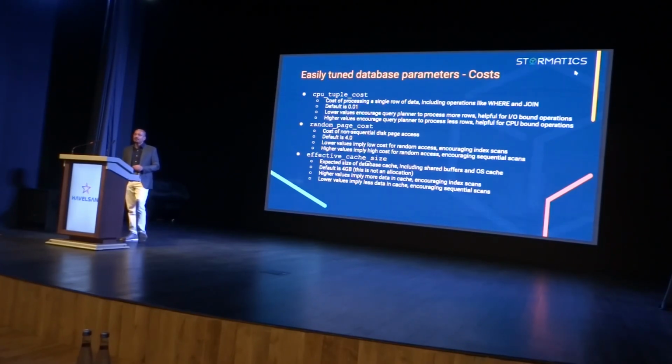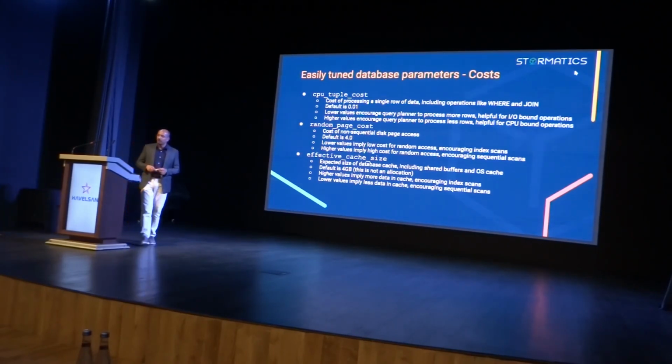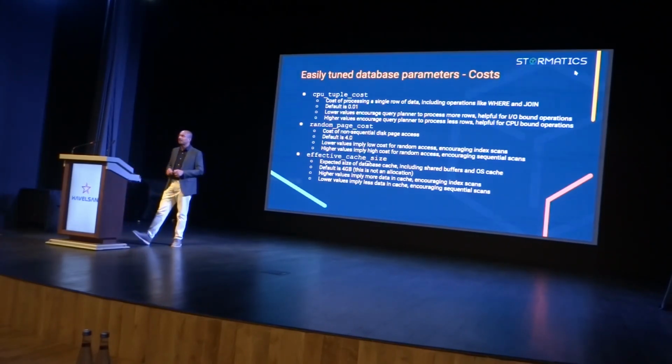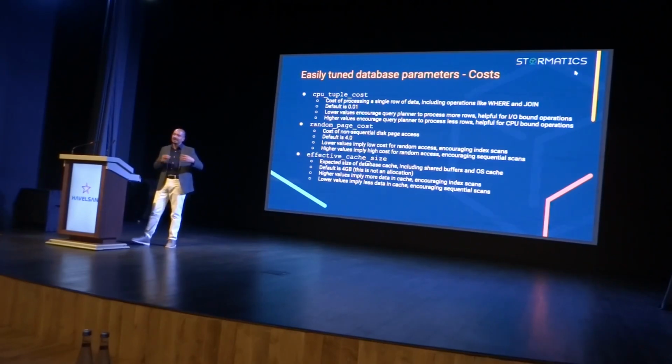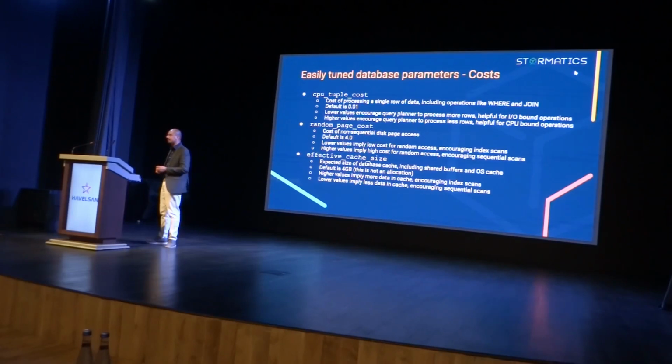Higher values imply that more data is available in cache, and it encourages index scans, which is random access of data. A lower value of effective cache size encourages sequential scans because it implies that data in cache is less and you will need to access data from the disk.